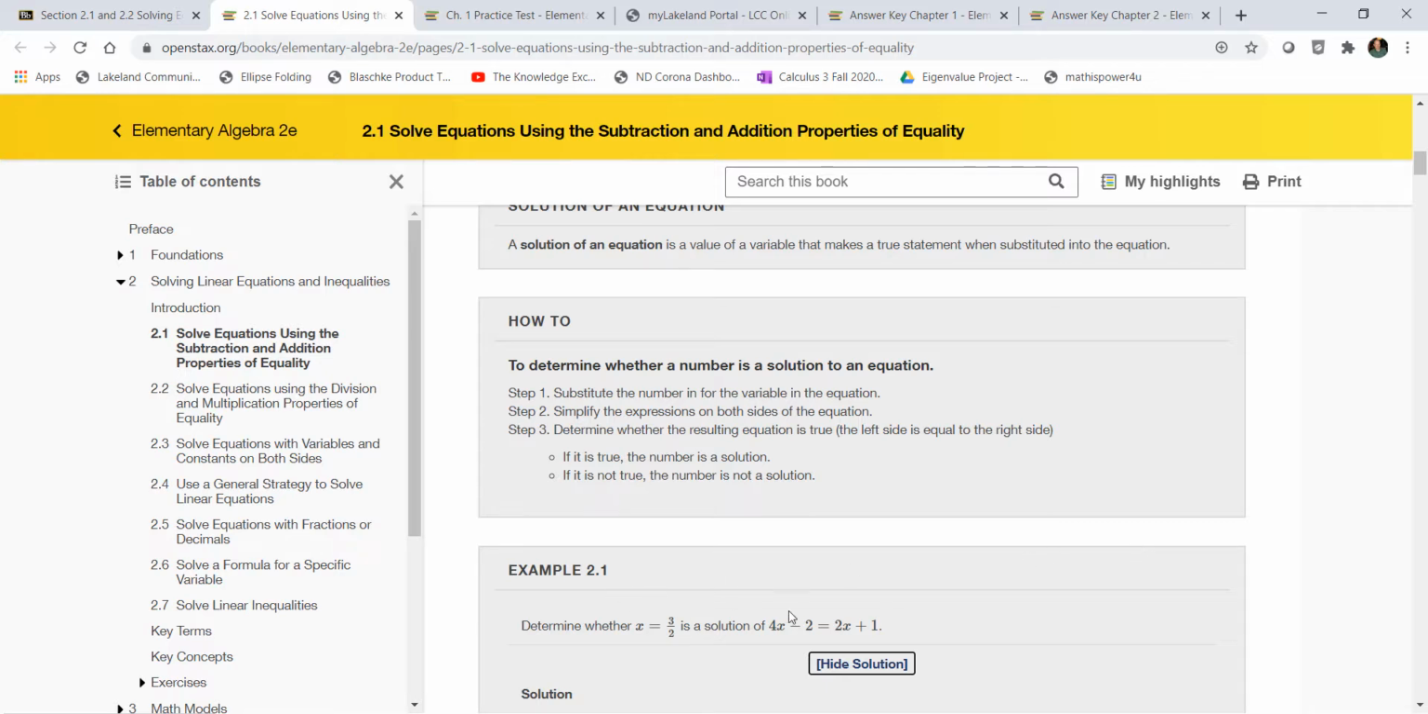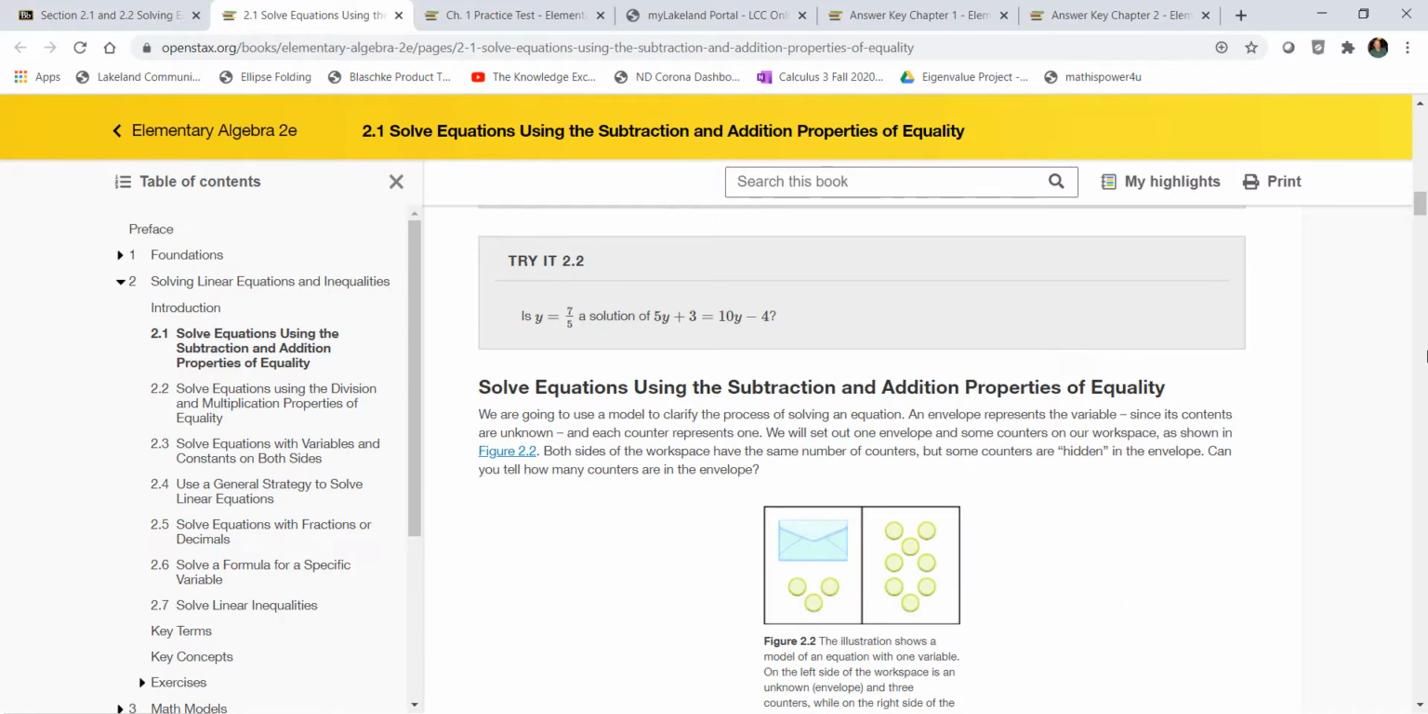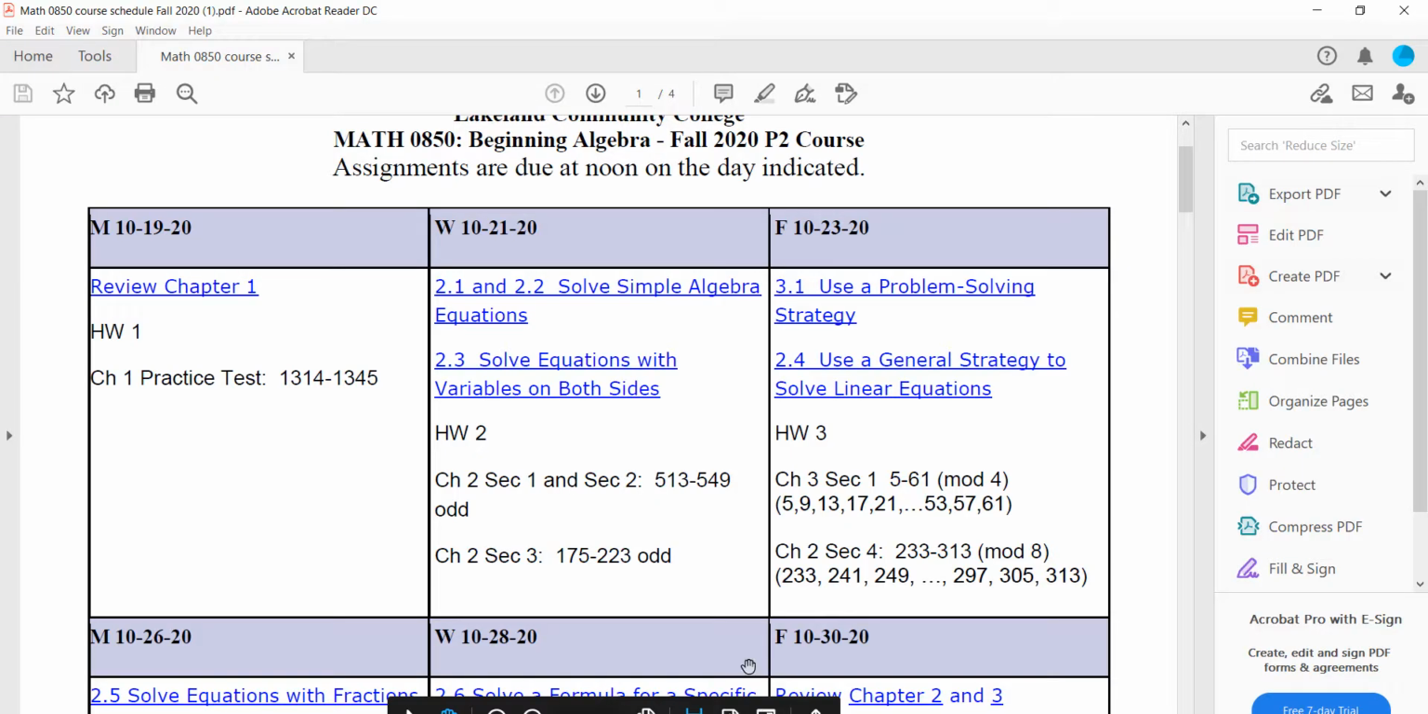Determine if x equals 3/2 is a solution to this equation. And so now they substitute 3/2 in for x. They line things up step by step with the equal signs right above each other. That's a good idea. And since we get 4 equals 4, they say that's a solution. And there are things for you to try. But again, if I go back to the course calendar, I see that for sections 1 and 2, I'm supposed to do 513 to 549 odd. So where are those?